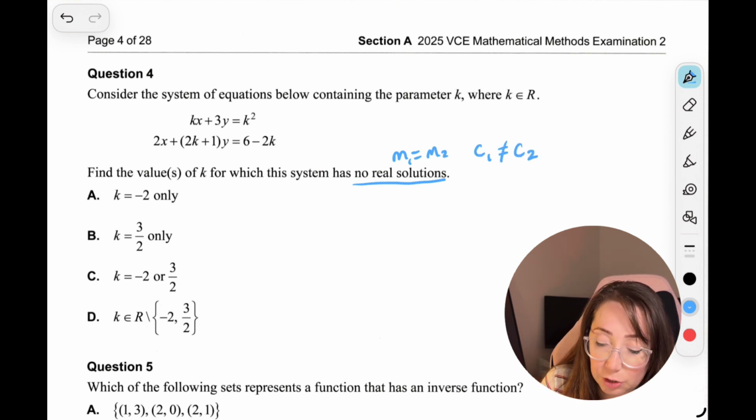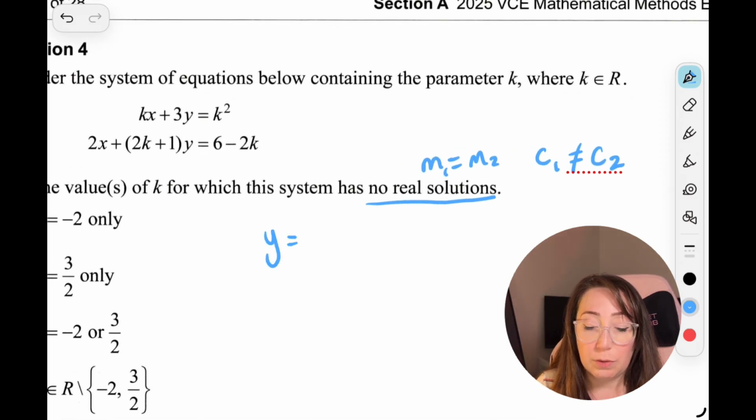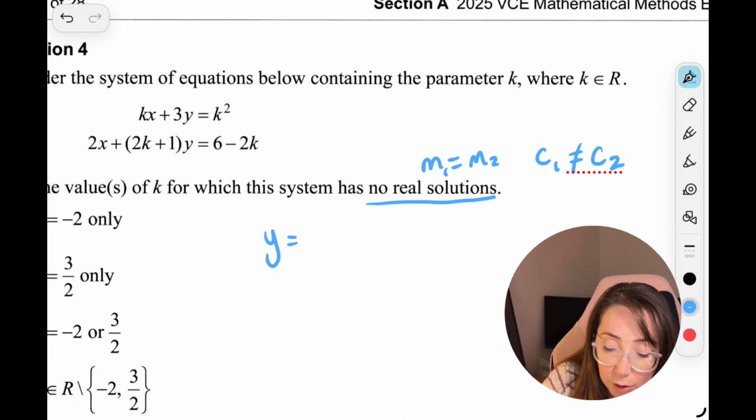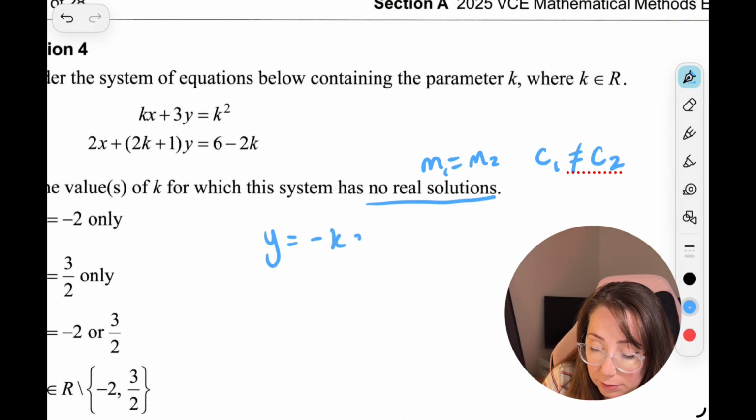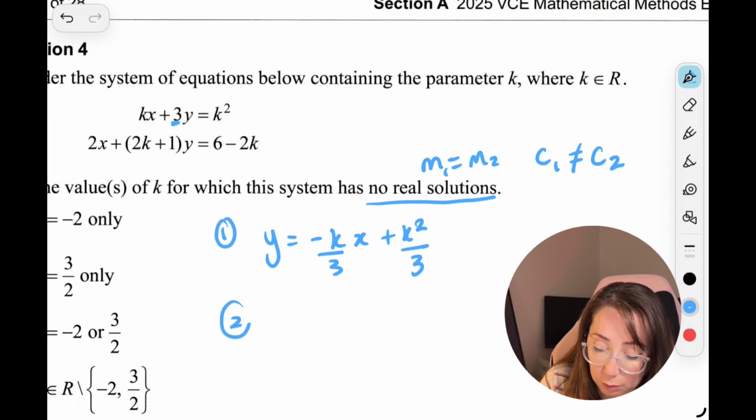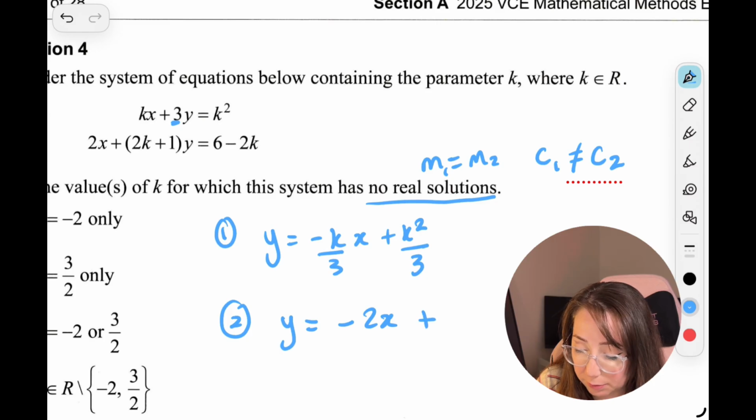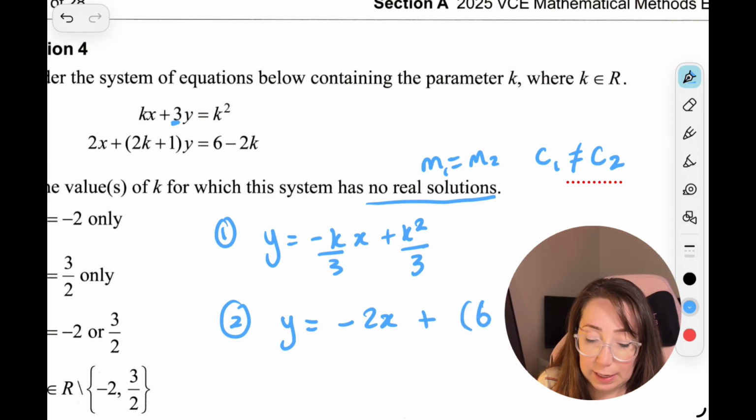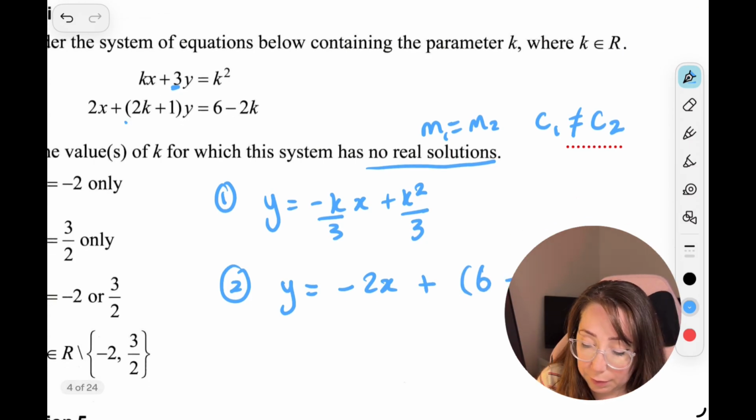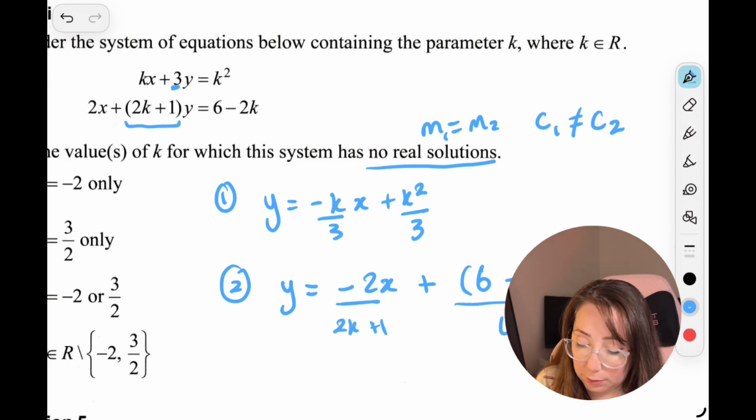So we're going to rearrange it. You can use your CAS calculator if you need to help rearrange it. I'm just going to try and do it all in one step so it's nice and quick. So I'm going to take the kx over, and there's already a k squared, and then I'm going to divide both sides by 3. So that's for equation 1. And then for equation 2, I'll take the 2x over. The constant in this case, I'm just going to put it in a bracket so I know that that's the constant, and then I'm dividing everything through by the factor in front of y. So 2k plus 1, 6 minus 2k there.